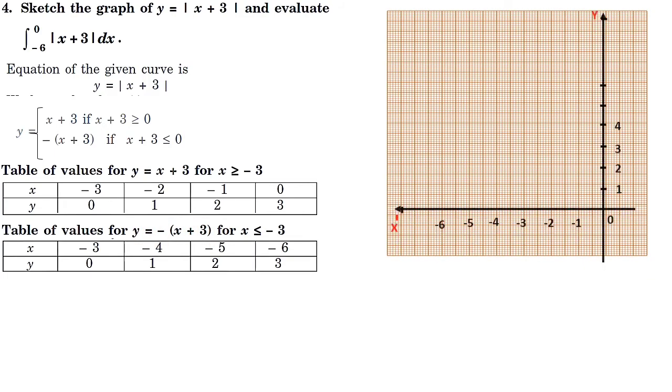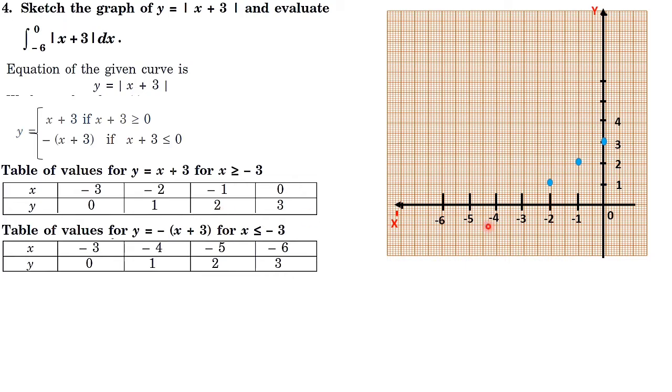Let's plot it on a graph sheet. Here we need to use the graph because it is mentioned in the question. So we have taken the x-axis and y-axis values. For the first set of points, if you put minus 3, 0, the point minus 3, 0 comes here. And minus 2, 1 is this one.